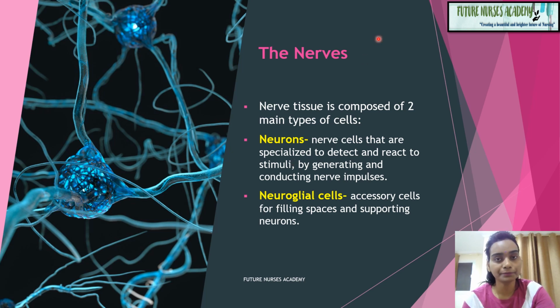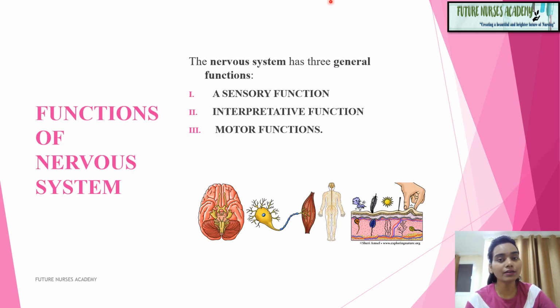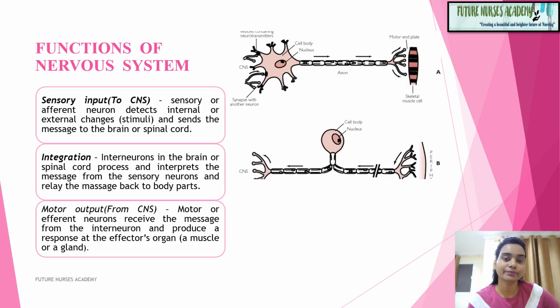Types of nerves. On the basis of function there are three types of nerves: sensory nerve, motor nerve and mixed nerve. Generally we can say there are three functions of the nervous system: the sensory function, interpretative function and motor function. Now we'll learn about the functions of the nervous system. As per their division, there are three types of nerve: sensory, mixed and motor. Basically we are talking about the sensory and motor.